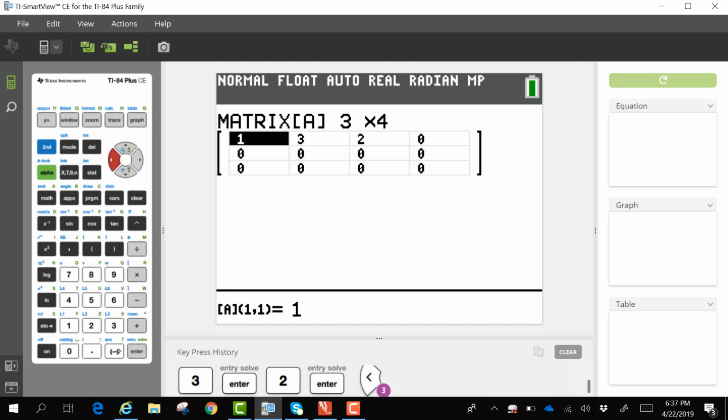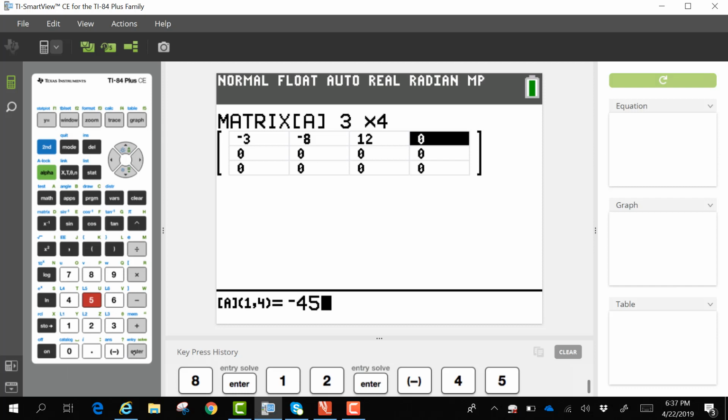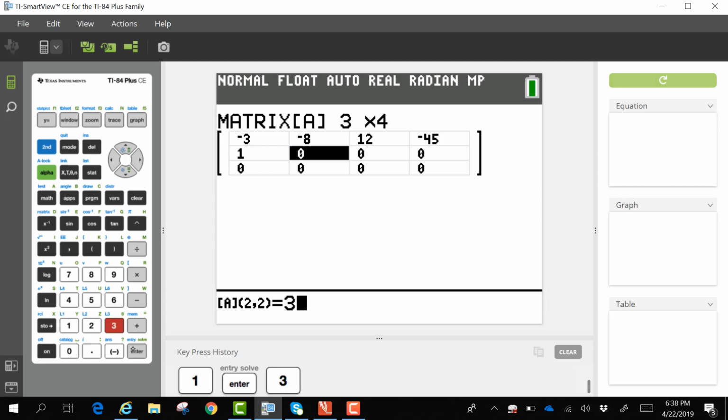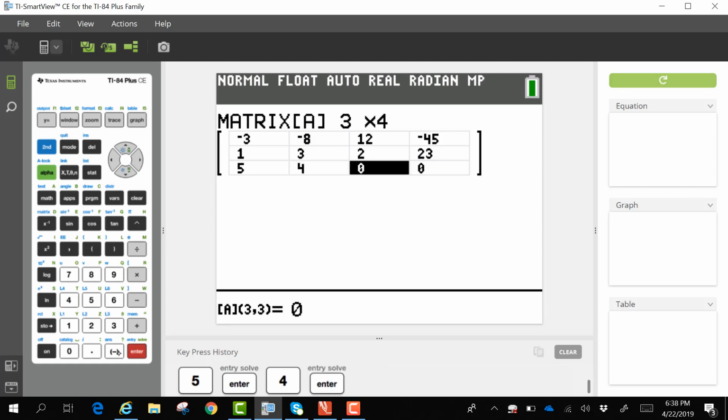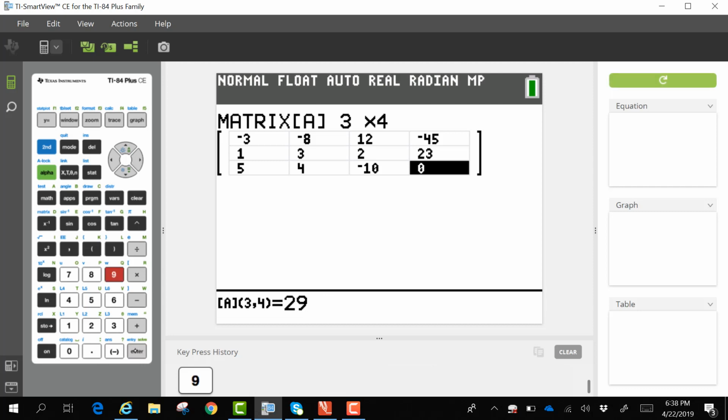Sorry. It was a -3, enter. Then it was a -8, enter. Then it was a 12 and a -45, enter. Then row 2 was a 1, enter, 3, enter, 2, enter, 23, enter. Row 3 was 5, enter, 4, enter, -10, enter, and 29, enter.